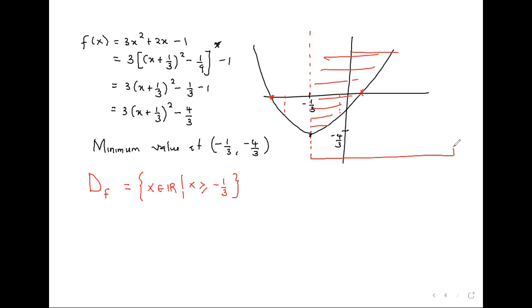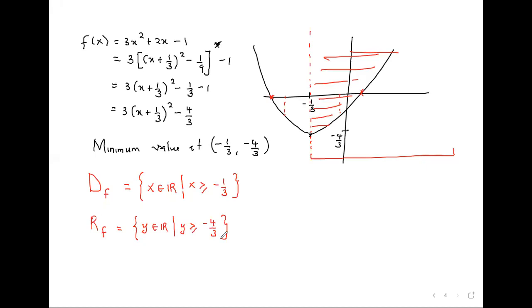Because that will be the case, it means that we won't have two values of x giving us the same number. We've cut that repetition on the line of symmetry. But the range of the function will remain the same. The range will remain y, a real number, such that y is greater or equal to negative 4/3.